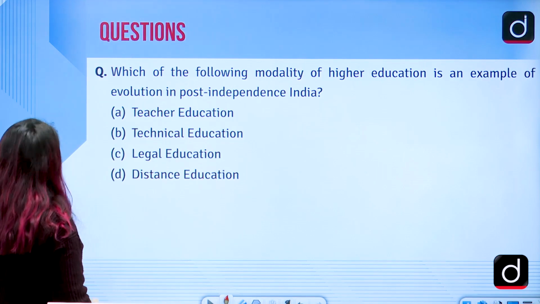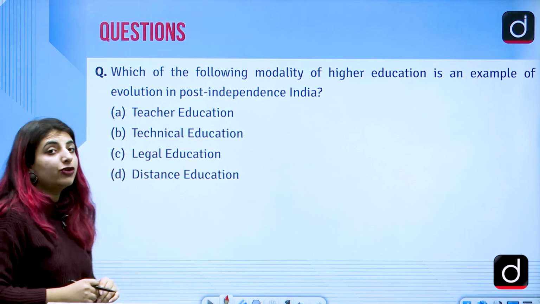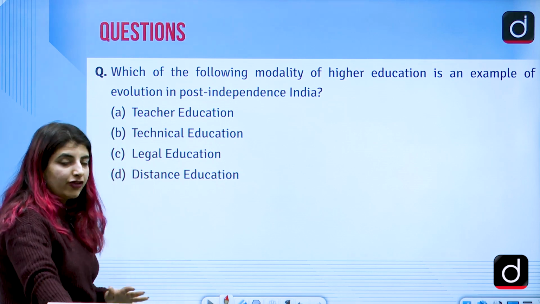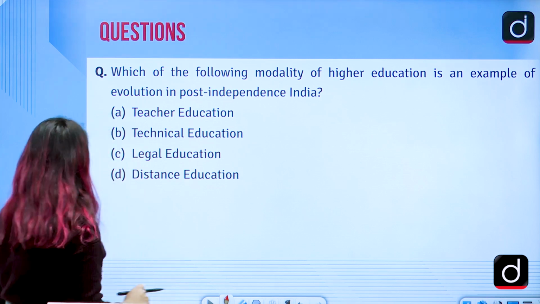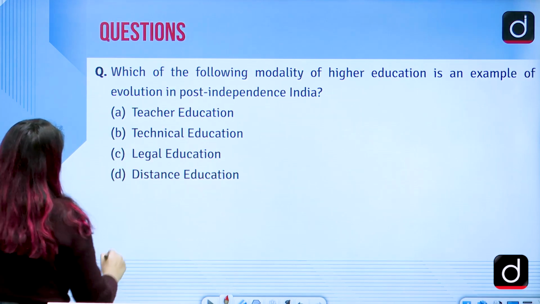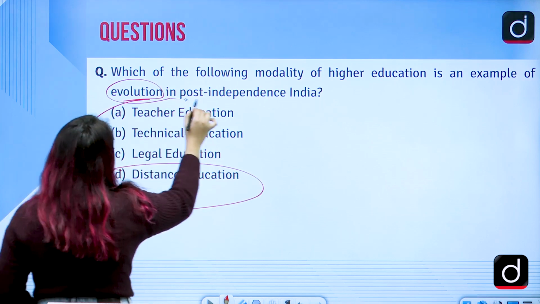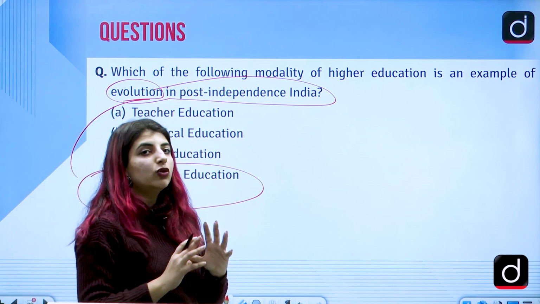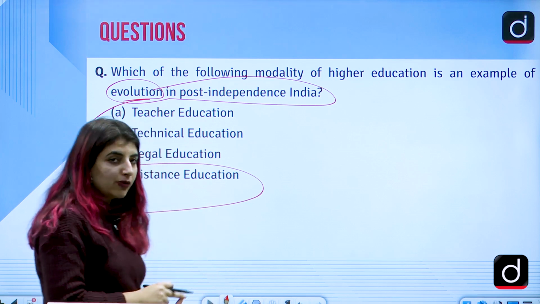Next question: which of the following modalities of higher education is an example of evolution in post-independence India? You are supposed to read the question carefully and then answer. The answer is option D, distance education, which is related to the evolution of higher education in post-independence India. Higher education was developing because of distance education as well. How?